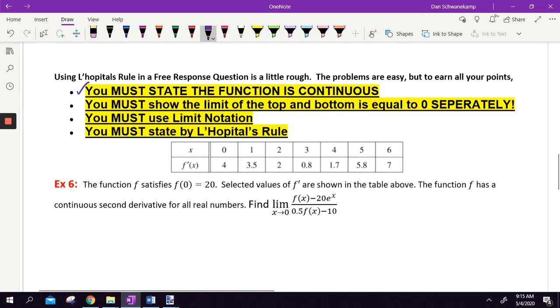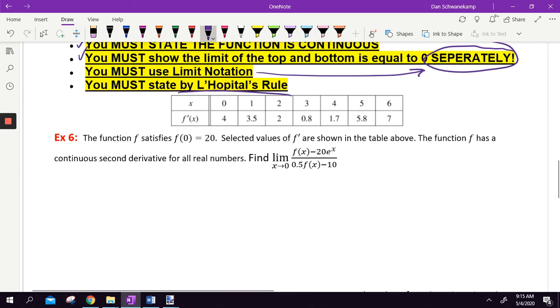Okay. You must show the limit of the top and the bottom is equal to 0 separately with limit notation. That is the number one thing that my students forget. And I'm going to hammer it home right now to make sure we got it. And then we're going to state that we use L'Hopital's rule as we go.